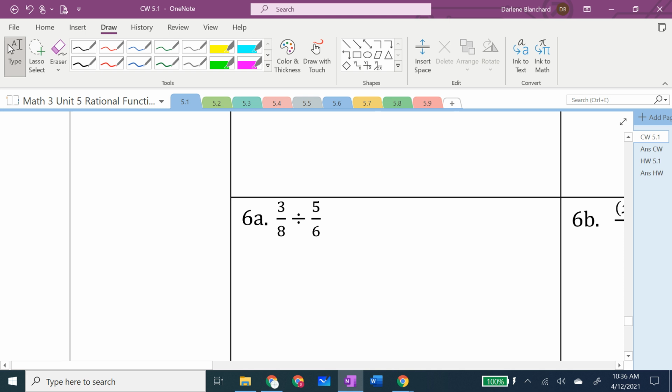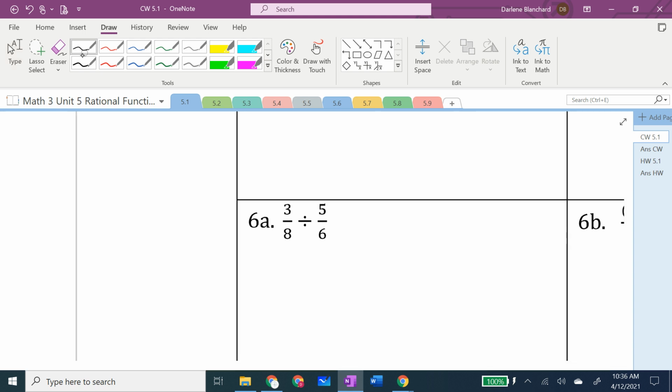Now, a little bit more. Do you remember how to deal with division? And I want to show you something in case you don't remember. Or maybe you remember, but you don't get why. 3/8 divided by 5/6 is the same thing as this. And you're not going to need to do this. I just want to show you.